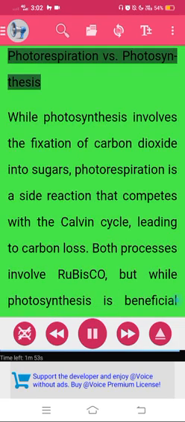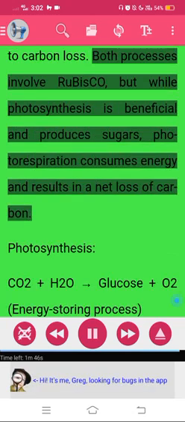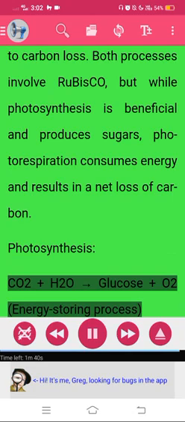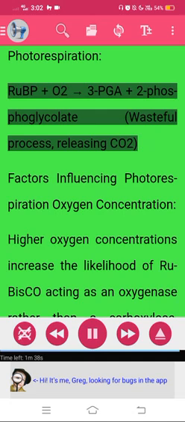Photorespiration versus photosynthesis. While photosynthesis involves the fixation of carbon dioxide into sugars, photorespiration is a side reaction that competes with the Calvin cycle, leading to carbon loss. Both processes involve rubisco, but while photosynthesis is beneficial and produces sugars, photorespiration consumes energy and results in a net loss of carbon. Photosynthesis: CO2 plus H2O right pointing arrow glucose plus O2, an energy storing process. Photorespiration: RuBP plus O2 right pointing arrow 3-PGA plus 2-phosphoglycolate, a wasteful process releasing CO2.